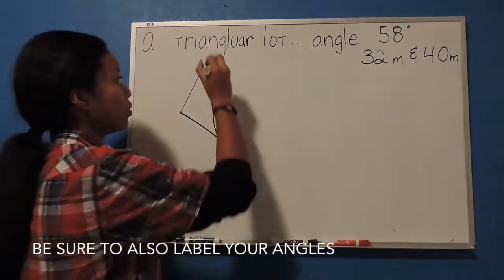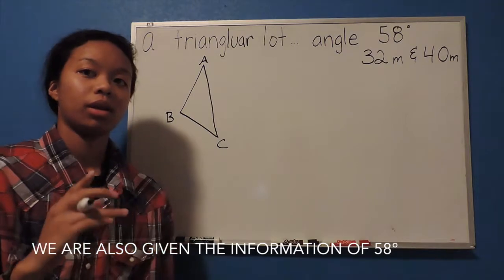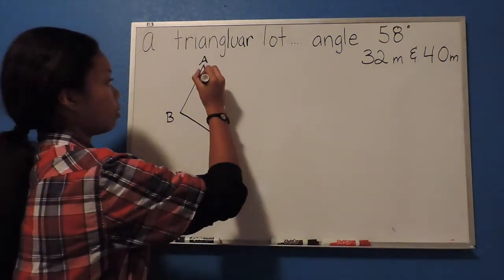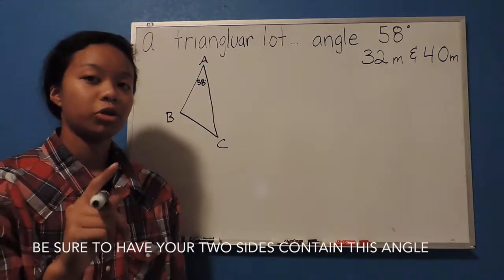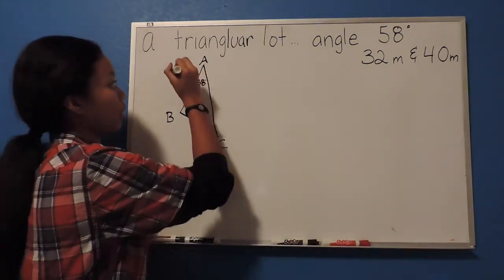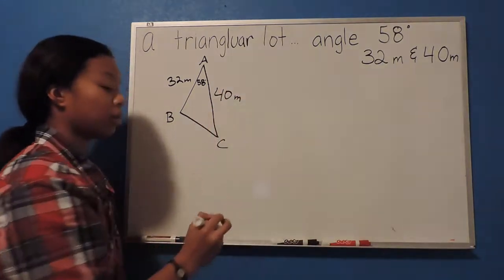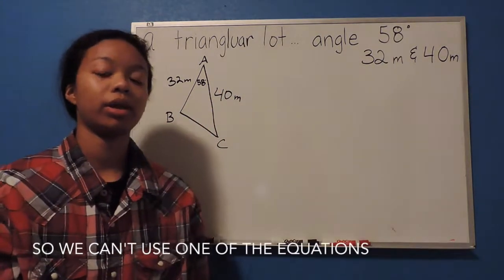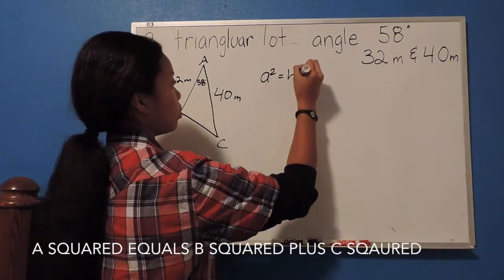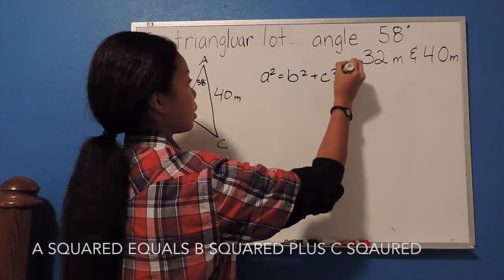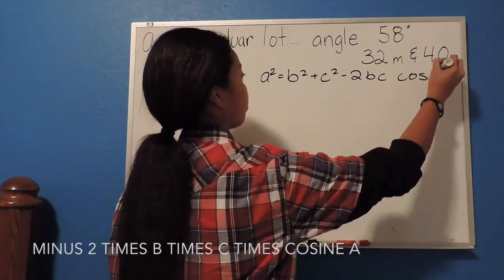Be sure to also label your angles. So A, B, and C. We are also given the information of 58 degrees. We'll put this right here. And we're given two sides. Be sure to have your two sides contain this angle. So 32 meters here and 40 meters here. We're not given all three sides, so we can't use one of the equations. We're forced to use a squared equals b squared plus c squared minus 2 times b times c cosine A.